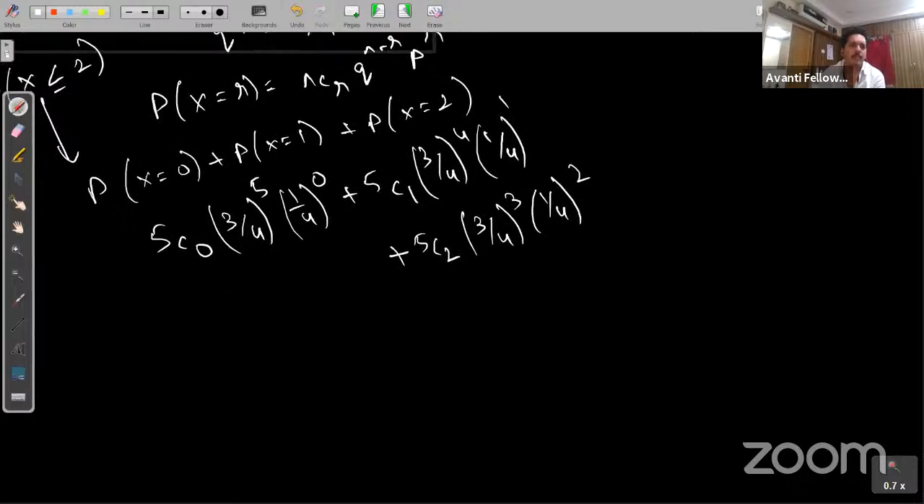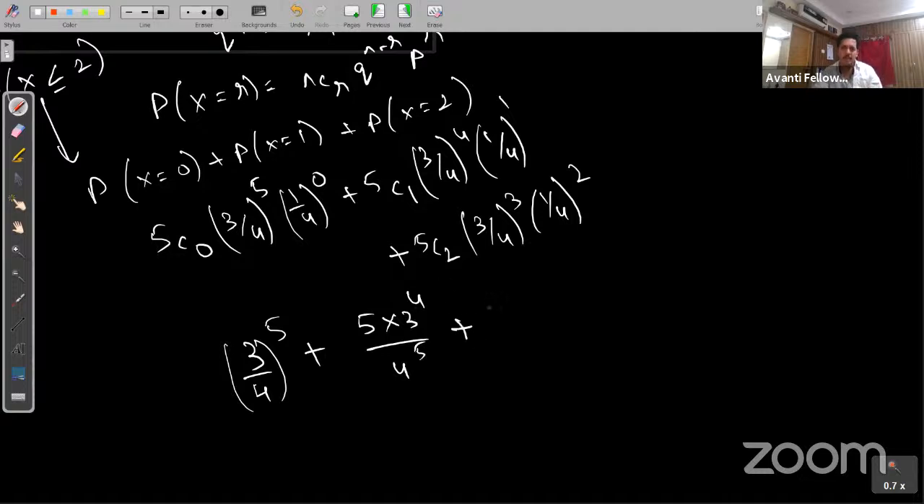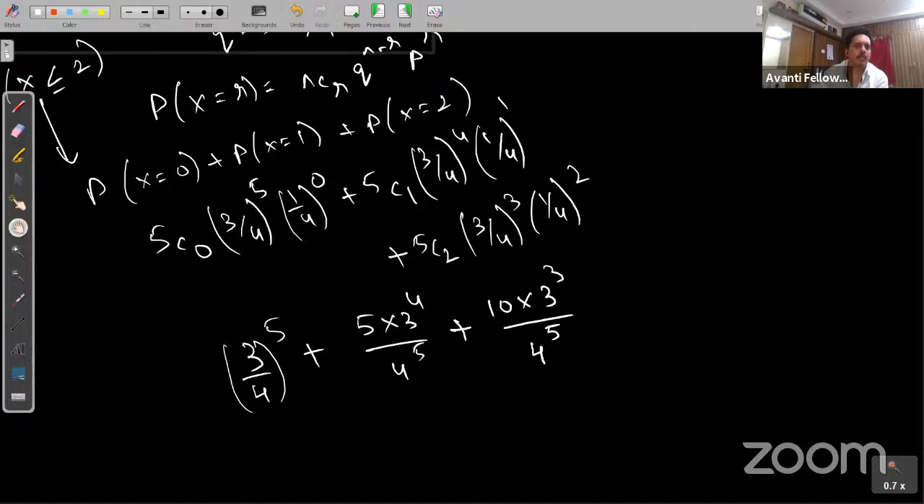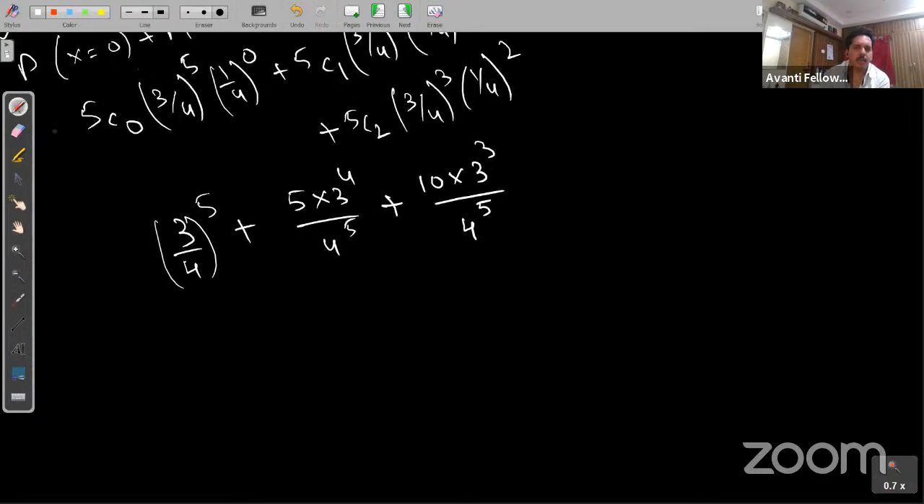So how much are we getting for the first one? 5C0 is 1, so it will be (3/4)^5. Plus 5 into 3^4 by 4^5, since 5C1 is 5. Plus now, 5C2 is how much? It is 10, right? So 10 into 3 cube by 4 power 5 we are getting. So this is what we are getting. Now we just have to simplify.